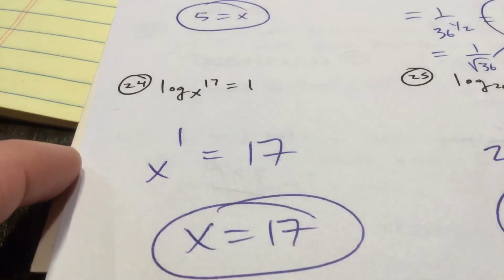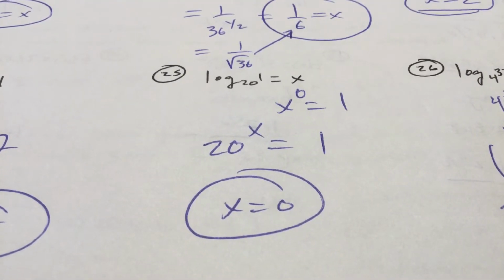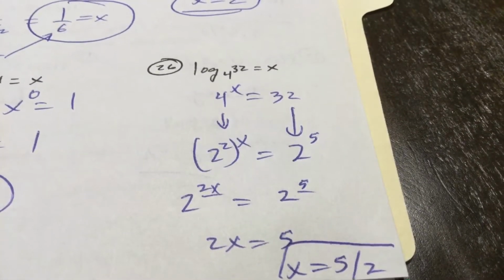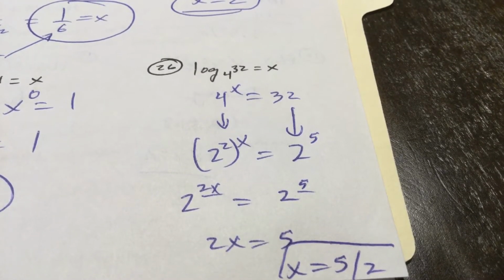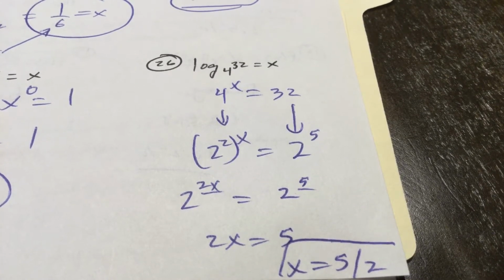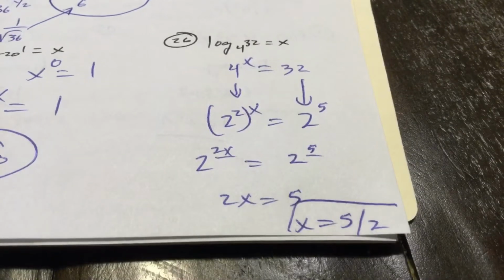X to the first is 17. X is 17. 20, 2 to what power gives you 1? An exponent rule is anything to the 0 power is 1. X is 0. And 26, 4 to what power gives you 32? Again, it would be the same base. 4 is 2 to the second, 32 is 2 to the fifth. Power to a power, you multiply the powers, so 2 to the second to the x power would be 2 to the 2x equals 2 to the fifth. X is 5 over 2.